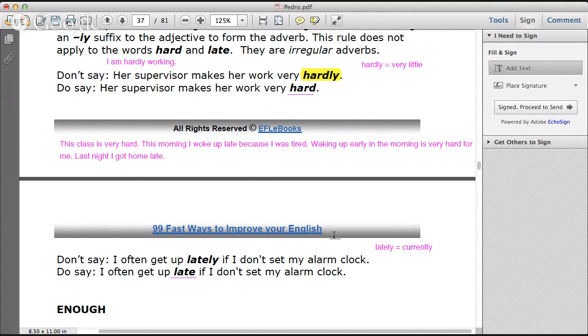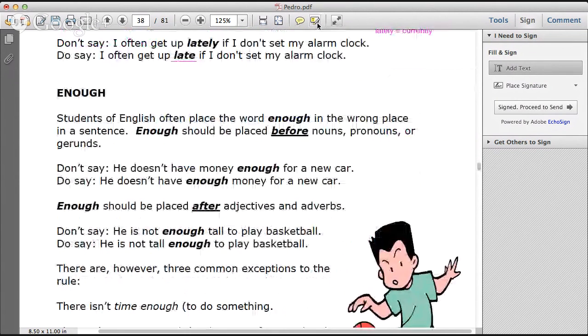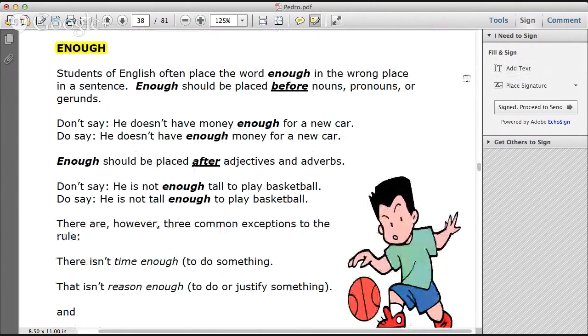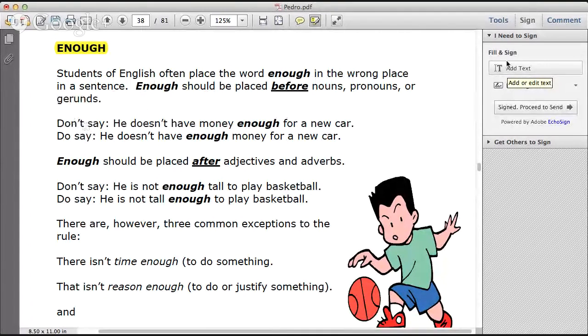No. Okay. Good. Let's move on to the word enough. Enough, and this is a big one. All right, so let's learn about where we use the word enough. Okay, so first up we have Javier. Javier, let me have you read the first paragraph right here, please.